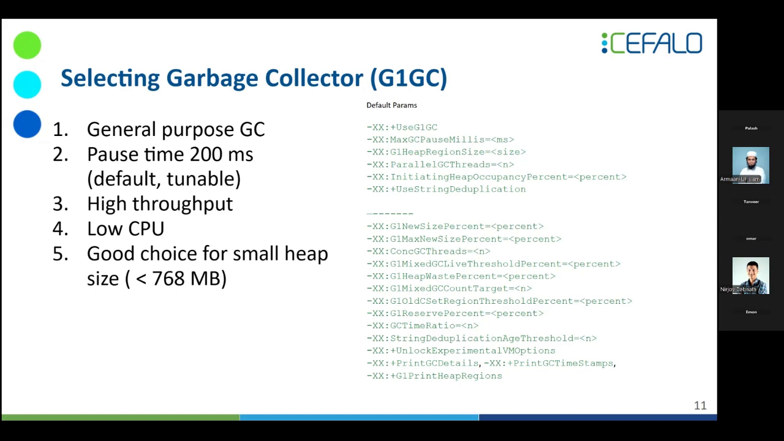Another feature of G1 GC is string deduplication. In Java, strings are immutable, and when you create a new string, it takes space on heap memory. If the strings are identical, then G1 GC can keep only one copy and remove the other identical strings. So it will reduce your memory consumption. But if you don't have any duplicate strings in your workload, then you might not want to use that. There are other parameters as well, but I think the first ones I mentioned are more important if you're using G1 GC to reduce memory consumption.